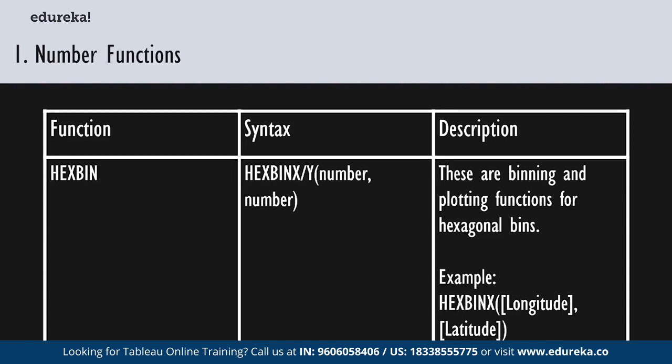Next, we have hex bin. Basically, what it does is it maps an x and y coordinate to the x coordinate of the nearest hexagonal bin. Now, these bins have side length 1, so the inputs may need to be scaled appropriately. The hex bin x and the hex bin y are binning and plotting functions for hexagonal bins.